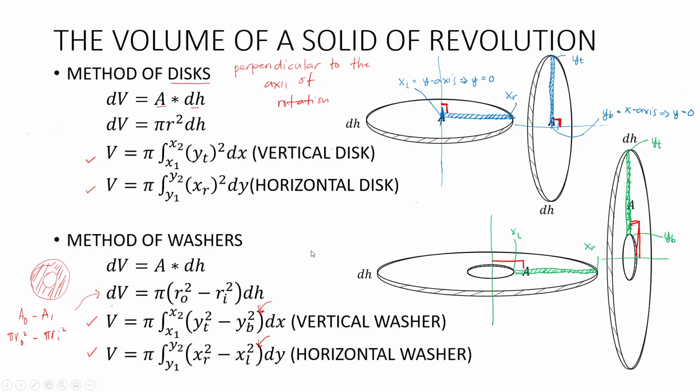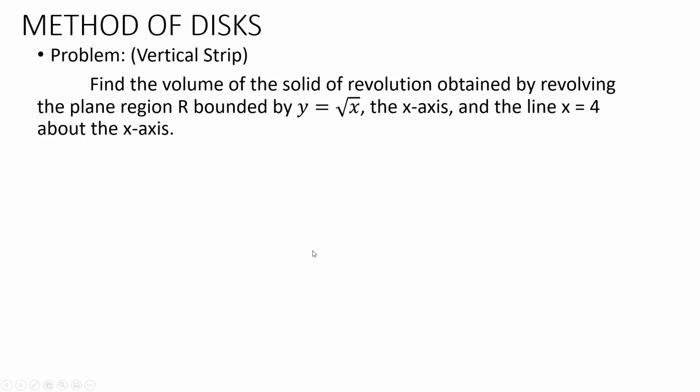Okay, so let's proceed with the first example. Find the volume of the solid of revolution obtained by revolving the plane region R bounded by y equals square root of x, or in other terms, in its parabola form, y squared is equal to x. At least you can see that it's a parabola. The region is also bounded by the x-axis and the line x equals 4, rotated about the x-axis. So we are rotating about the x-axis, and this is the axis of rotation.